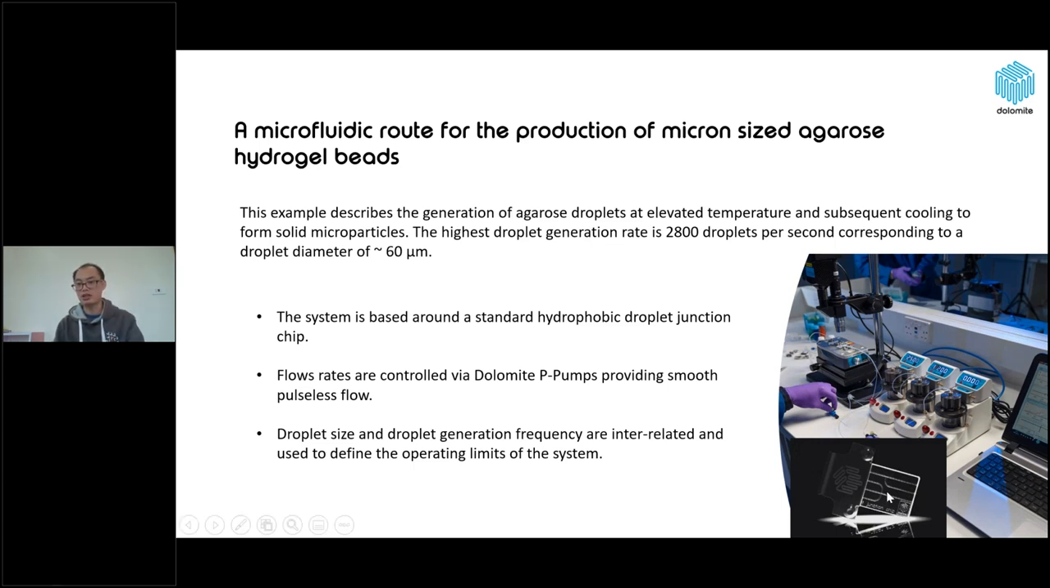This high droplet generation rate can be achieved at 2,100 droplets per second, corresponding to a droplet diameter of 60 micrometers. In this experiment, the system is based around a standard hydrophobic droplet junction chip. Basically, it uses a single channel system with a pump and a droplet junction chip with a size of 100 micrometers or 50 micrometers. We control the flow rate through the Dolomite pressure pump for providing smooth pulse-free flow, and droplet size and droplet generation frequency are interrelated and used to define the operating limit of the system.